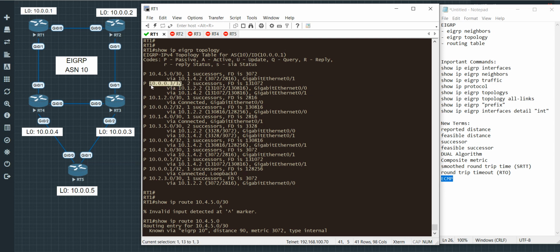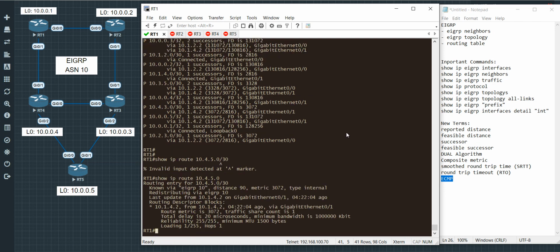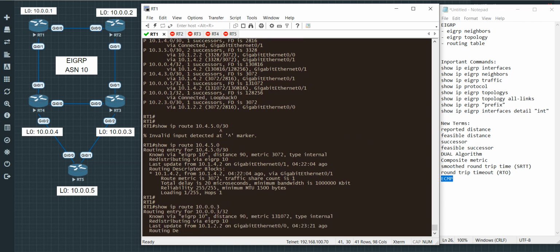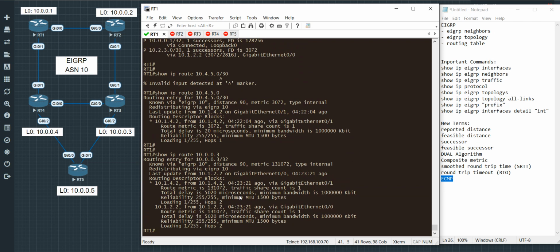So we can take a look at the routing table for this particular network here. And we can see that we have two routes. One is going to exit via gigabit 0/1, and the other one's going to exit via gigabit 0/2.